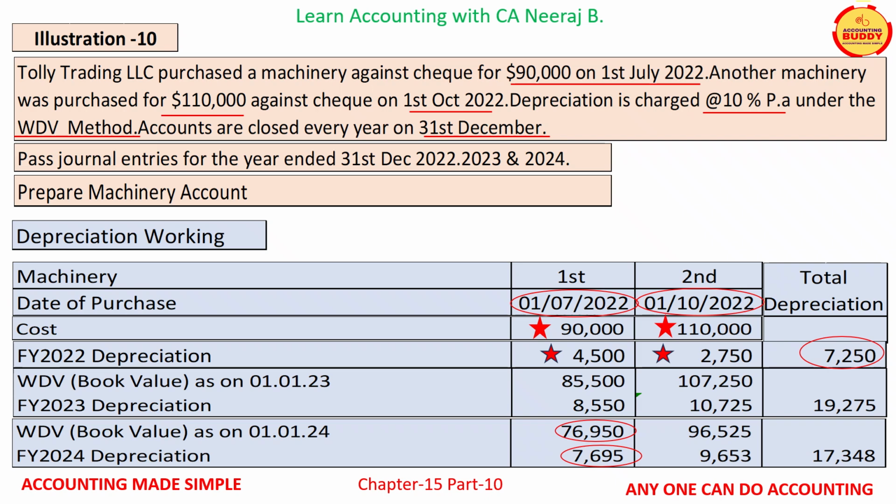For machinery 2, the WDV as on 1st of January 2024 will be $96,525 and the depreciation on the machinery 2 for the financial year 2024 at the rate of 10% on the WDV value of $96,525 comes to $9,653. Therefore, the total depreciation for both the machines under WDV method for the financial year 2024 comes to $17,348.